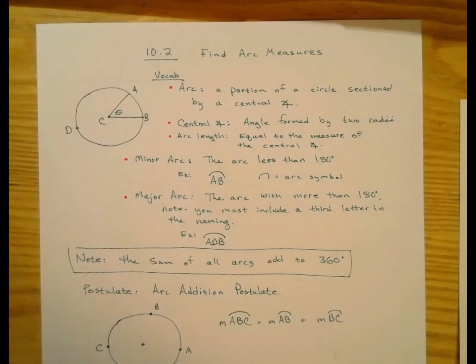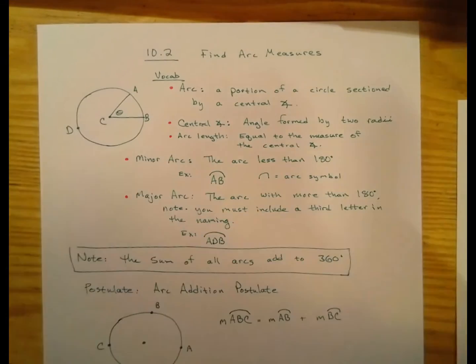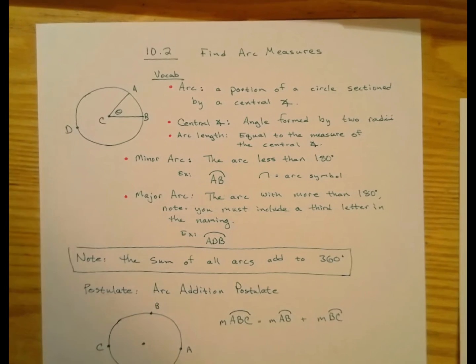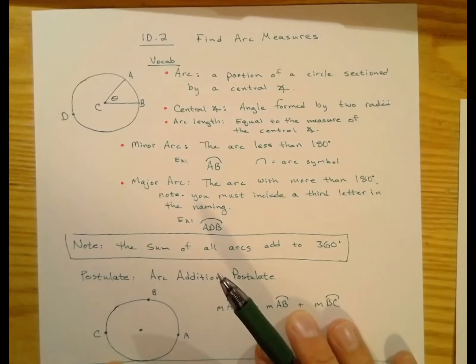All right, this video is to go along with lesson 10.2, find arc measures. So first we're going to quickly go over the vocab and then the postulate and then a couple examples. This one will be fairly short.